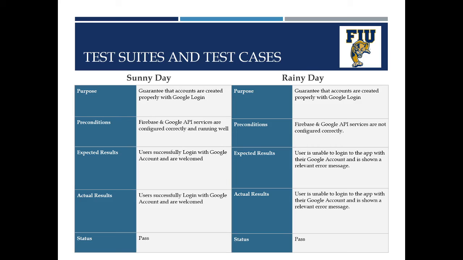In the sunny day example, the Firebase and Google API are correctly configured, so then the user is able to properly log in, and it happened as we expected. For the rainy day example, we simulated for example, maybe our connection to Firebase was not working or something of the sort, which allowed to test a possible rainy day scenario. And what we wanted to achieve with this is make sure that the user is shown a relevant error message, so they're not just told that it was correct when it wasn't. That's exactly how it happened, so the test passed.